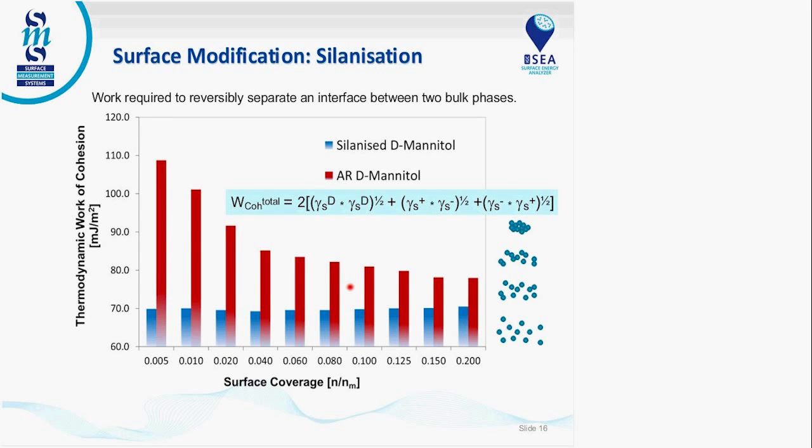So this is predicting from the surface energy value that the cyanidized mannitol, which is a lower surface energy, should have lower cohesive forces or better powder flow, whereas the as-received mannitol had a much higher surface energy across the surface coverage range. This may have problems with powder flow. So this is predicted from the surface energy values.